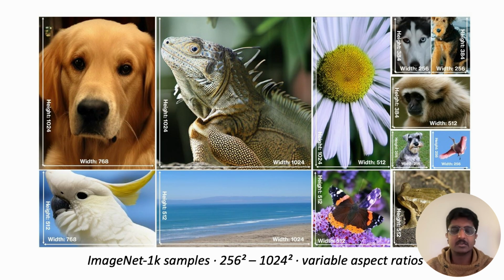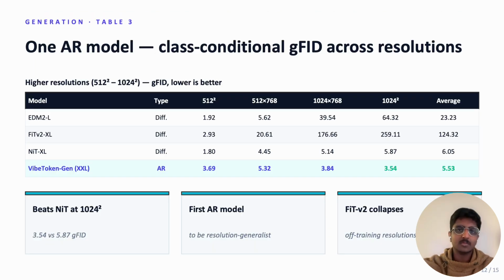In this slide, we can see that VibeToken-Gen can generate arbitrary aspect ratio and high resolution images with just 64 tokens and just the ImageNet 1K budget. As a result, VibeToken-Gen is the only autoregressive model that can support arbitrary aspect ratio and high resolution generation, while still achieving state-of-the-art performance compared to the diffusion-based models.